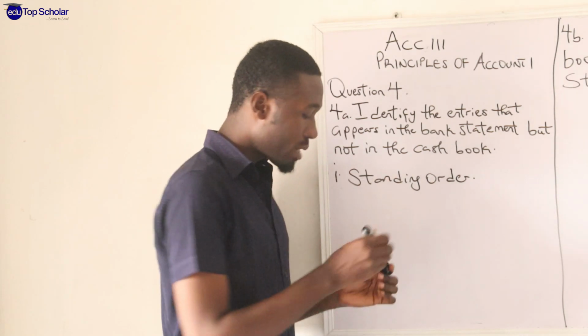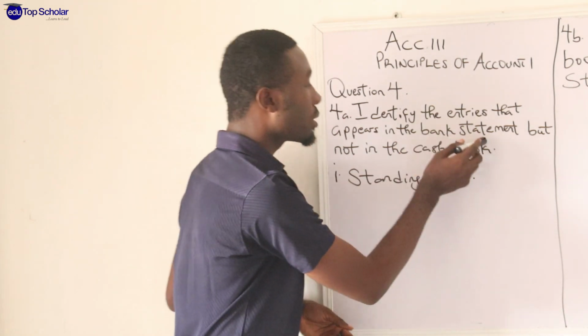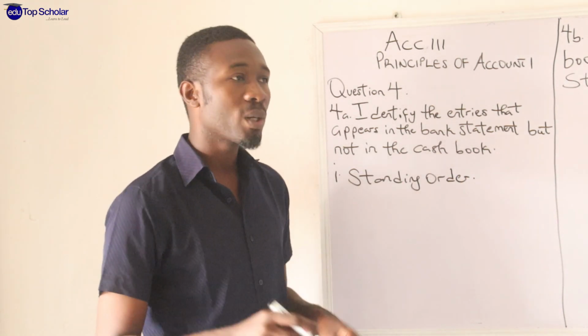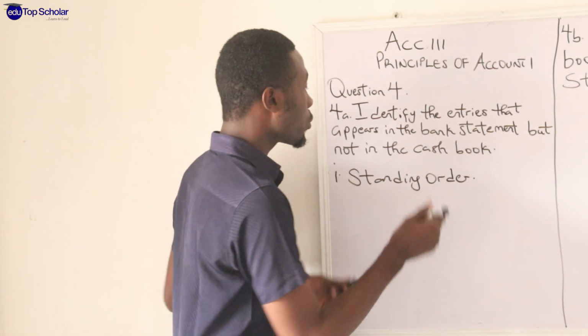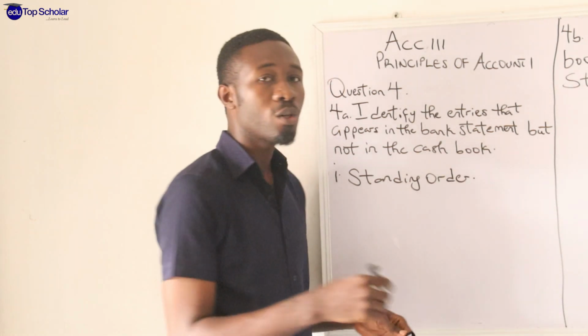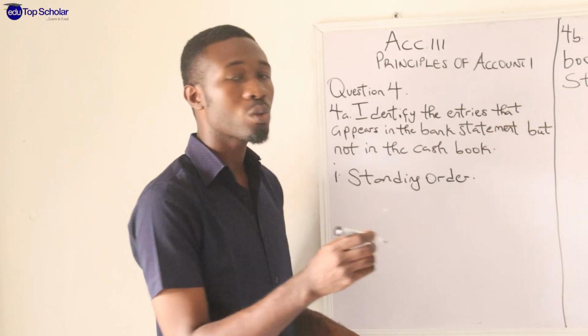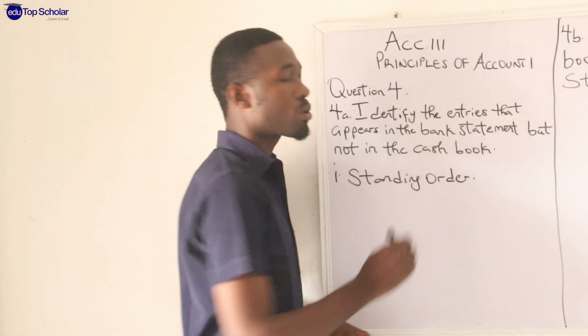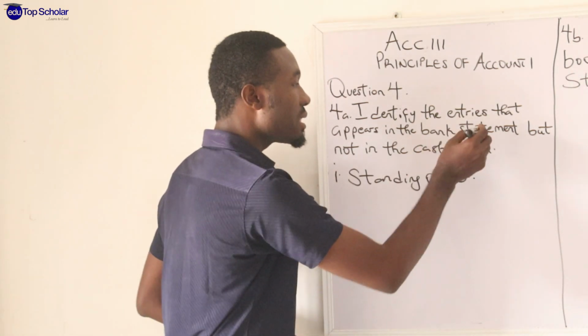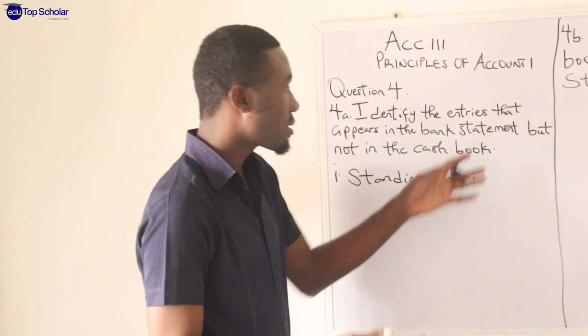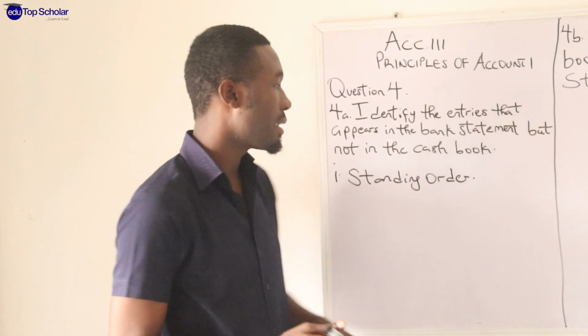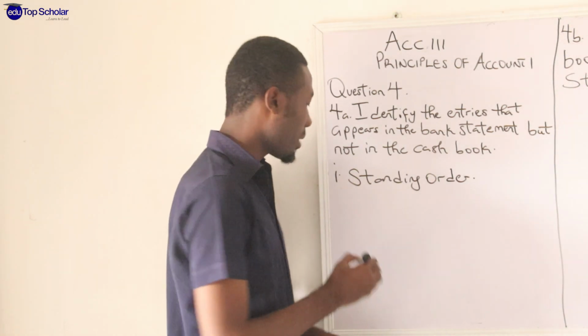So standing order will appear in their own book but might not appear in your own book, because you might have even forgotten that you told the bank to withdraw or deduct from your account on this date this amount of money. So it appears in the bank statement but might not appear in your own cash book because it was not deducted from the cash in your hand. So number 1 is standing order.